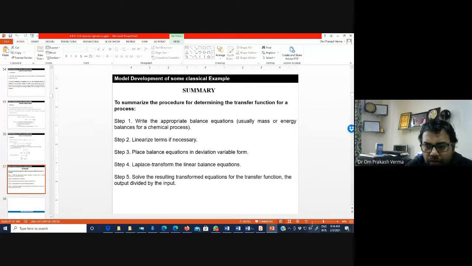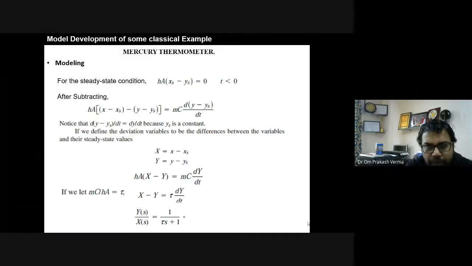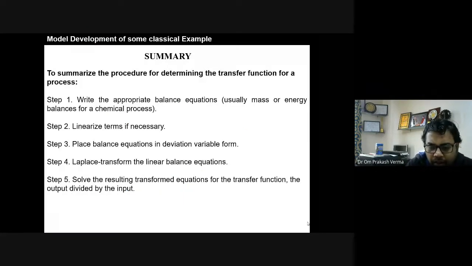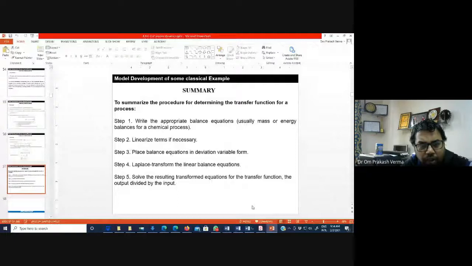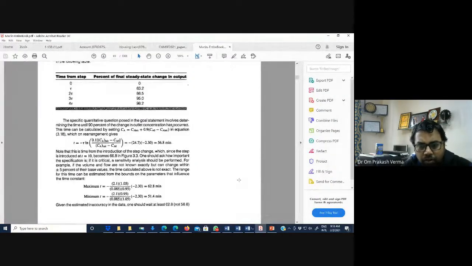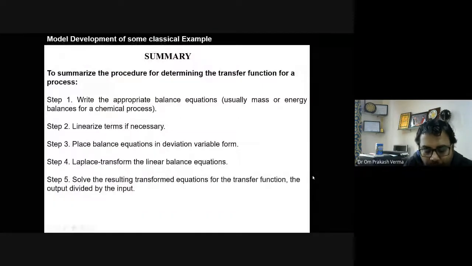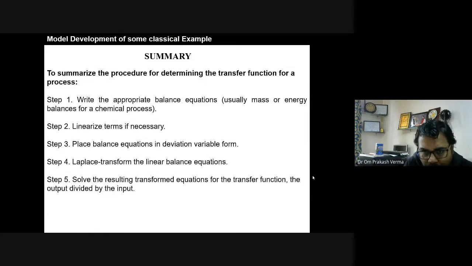So now come to the next, last portion. Before going to the end of developing models, one more model I want to discuss with you, that is the CSTR. We are going to discuss the development of the model of the CSTR day after tomorrow, or in the next week. So two types of model have remained.